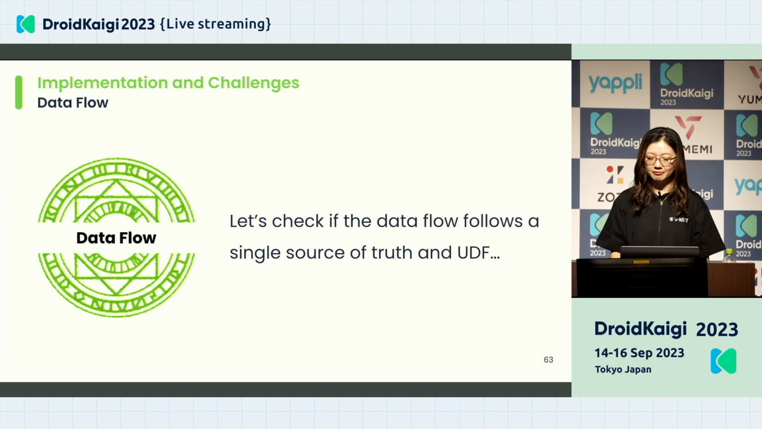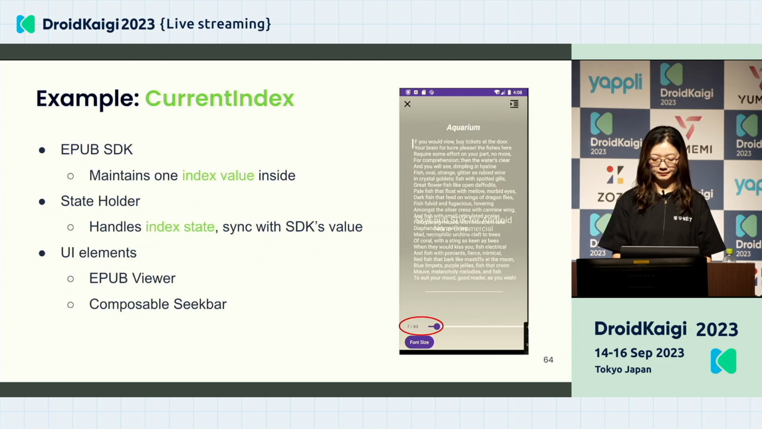Now, after deep diving into state handling, let's talk about the second magic skill, data flow. Let's check together if it follows single source of truth and UDF. Here, I want to take current index as an example, as it can be changed by both AndroidView and composables. When one UI element changes it, how to sync with other UI elements and follow the single source of truth is a little tricky.